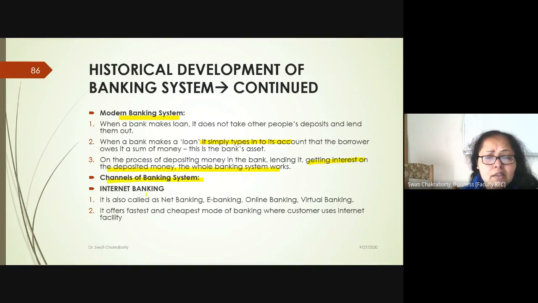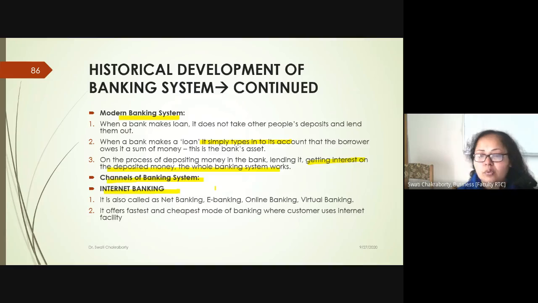So what are the channels of the banking system? We have internet banking, which is also net banking, right? The net banking system that we have is also called e-banking, as we know, online banking. We also have something called virtual banking, where we basically do not have to go to any place, right?